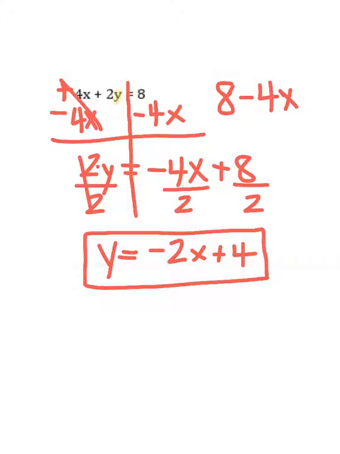From this equation, if you were asked for slope, slope would be the coefficient of x. So that would be negative 2 or negative 2 over 1. And your y-intercept would be positive 4. That's where you cross the y-axis.